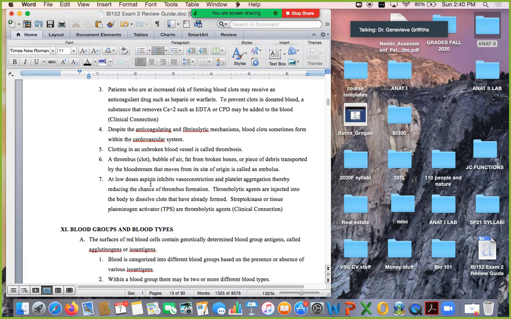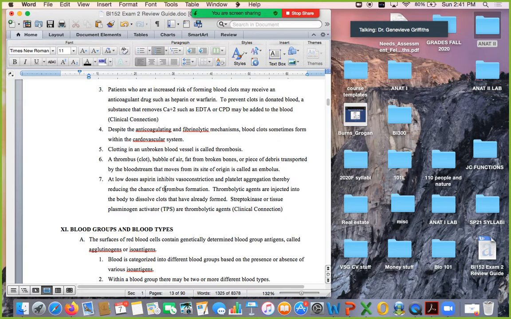Now, aspirin can be something that you want to take if you want to inhibit the constriction of your blood vessels, or vasoconstriction. You can also take it as a platelet aggregation inhibitor, and that's going to help reduce the chance of creating these thrombus. So individuals that might be at risk for deep vein thrombosis might want to take aspirin daily.